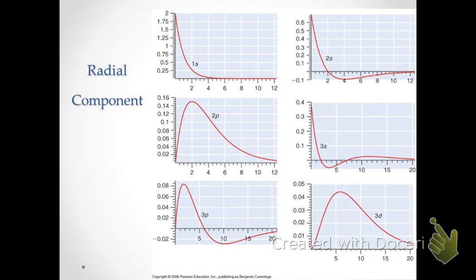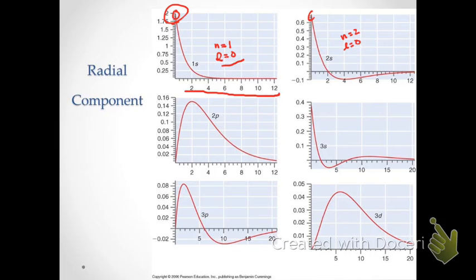Now, here we take a look at the radial component of the wave function, which is the part of the wave function that depends on r. We're plotting the wave function versus distance r of the electron from the nucleus in this situation. And we see, for example, the 1s orbital, which corresponds to n equal 1, l equal to 0. What's notable about this is that the maximum corresponds to r equal to 0 here, which is at the nucleus.